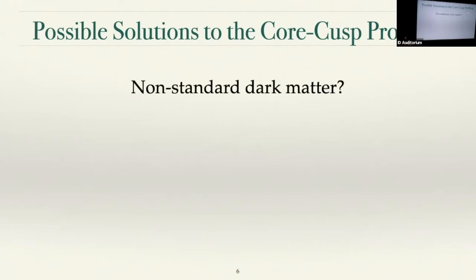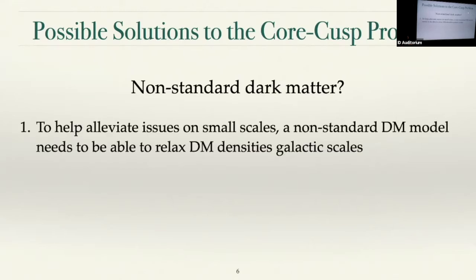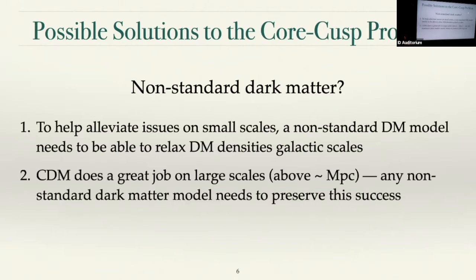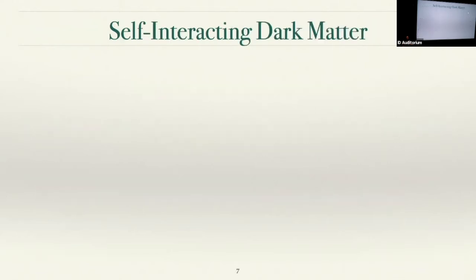Okay, so I'll start with the first potential solution, which is non-standard dark matter. To help alleviate issues on small scales, any non-standard dark matter model needs to be able to relax dark matter densities on galactic scales. That's one thing that it needs to do. And the second thing that it needs to do is, I showed that CDM does a really good job on these large scales, so megaparsec scales. And so any non-standard dark matter model needs to preserve the success of lambda CDM at large scales.